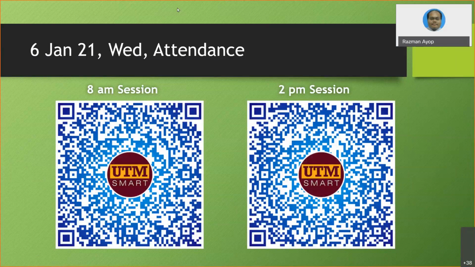Okay, today we will discuss test 2. And make sure you check in your attendance. If you are in the morning session, you use UTM Smart and take the QR at the left side. And if you are in the evening session, you take the QR at the right side.